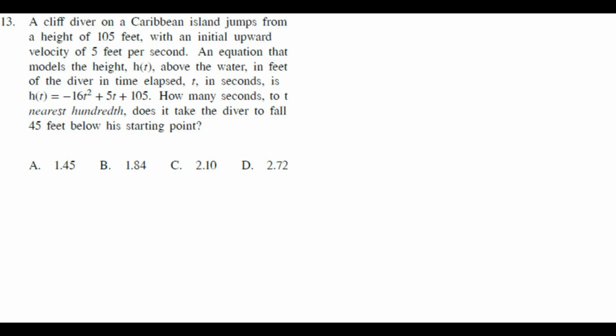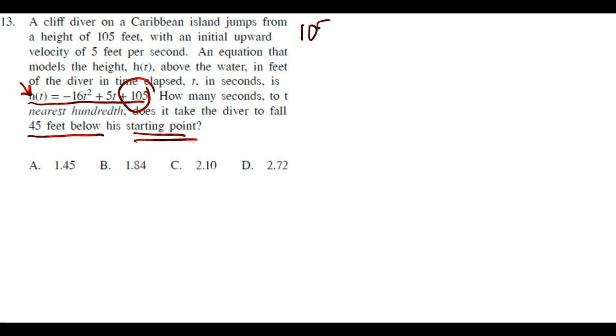All right, a cliff diver, blah blah blah. Then it says, this is the equation, which they always start off with. It says how many seconds to the nearest hundredth does it take the diver to fall 45 feet below his starting point? The reason why I didn't go over this in class is because I wanted to emphasize some things. His starting point is your y-intercept. So if he's falling 45 feet below that, we first must take into account what this has to be. This is 45 feet below this.